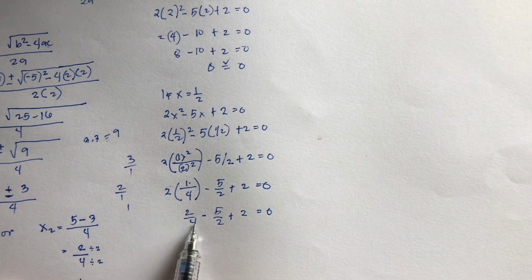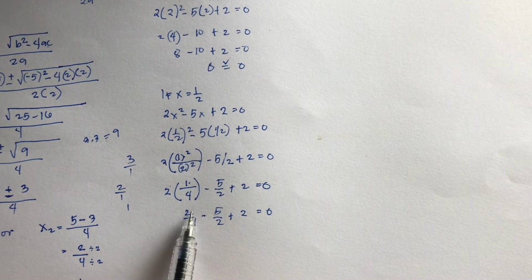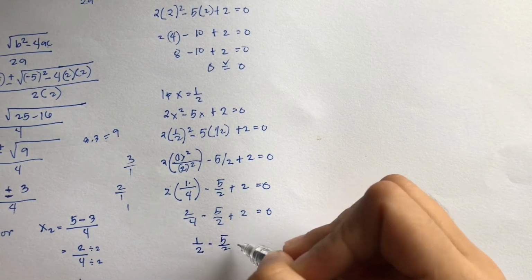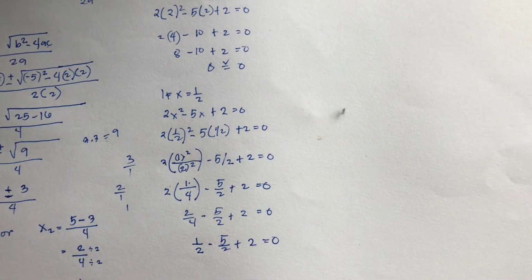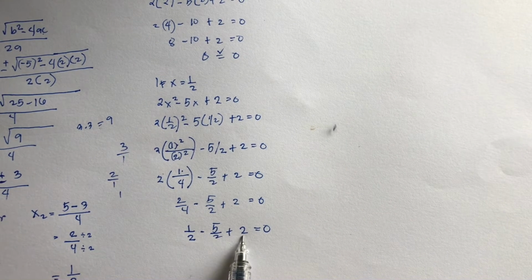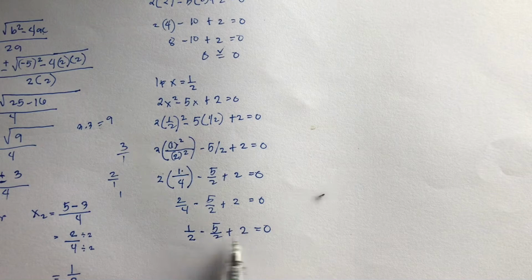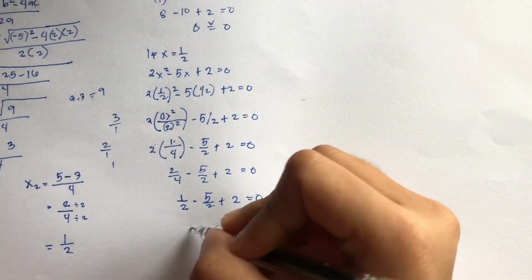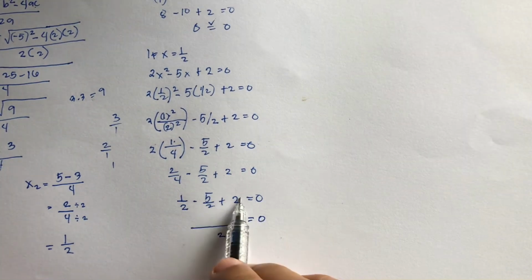Next, 2 over 4 can still be reduced, right? That is by dividing the numerator and the denominator by 2. So this becomes 1 half minus 5 over 2 plus 2 equals 0. Now, their denominators are the same, right? Since they have the same denominator, we won't change it. The denominator of 2 is automatically 1. So we have to find the least common denominator of these three before we manipulate them. On the right side we have 0. So now, the least common denominator of the terms is 2, right?